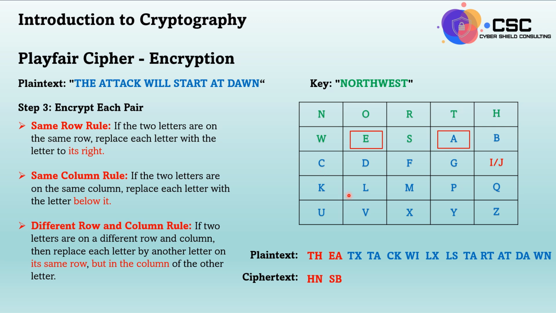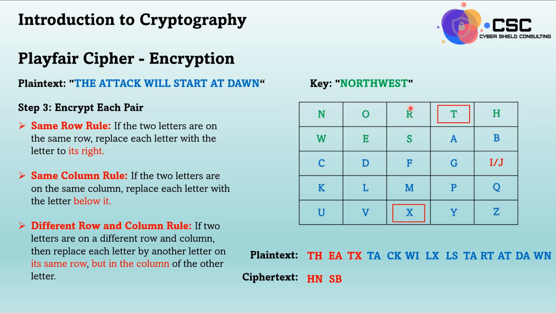And then if I look at the next pair, TX, where are they located? Are they in the same row? No, they are not. Are they in the same column? No, they are in different columns. So I'll be using the third rule, the different row and column rule. What this rule says, I'm looking for TX. T is the first letter, so I'll look at T and get the letter in T's row. This is the row of T.